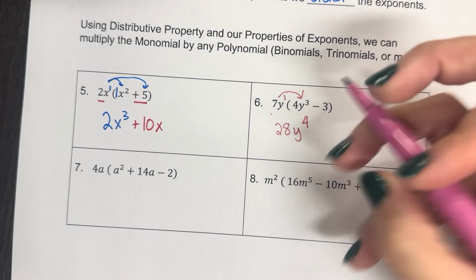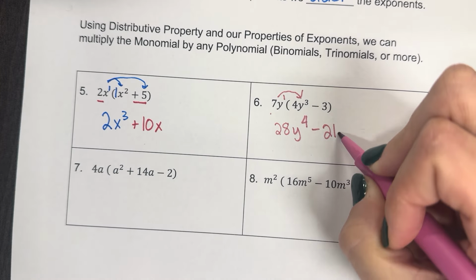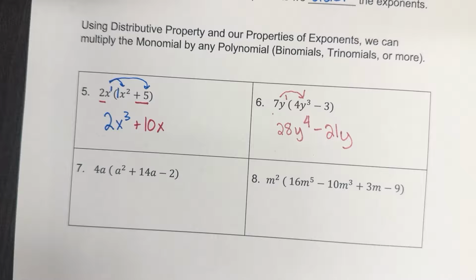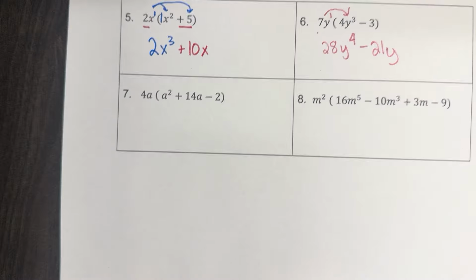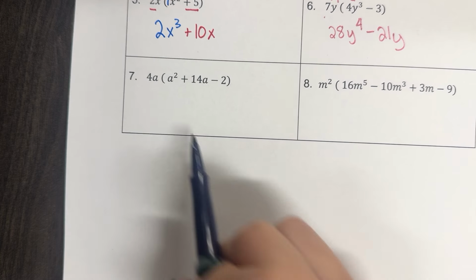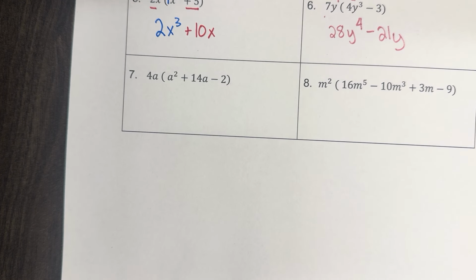Then I'm going to take 7 times negative 3, which gives me a negative 21. And that y comes along with it. That y does not go away. Now, this polynomial here can be as many terms as we want. It doesn't always have to be 2 terms. We can distribute to as many terms as we want to.